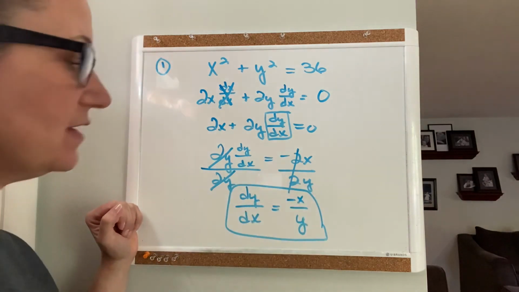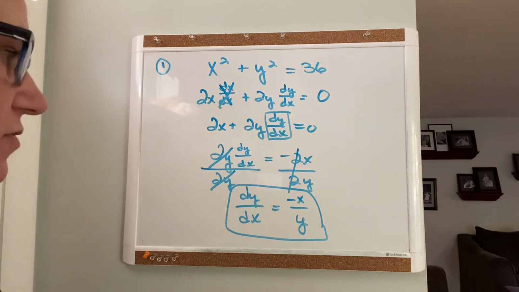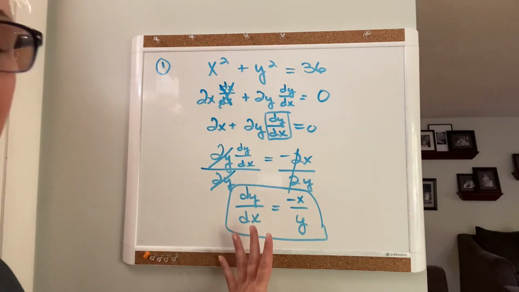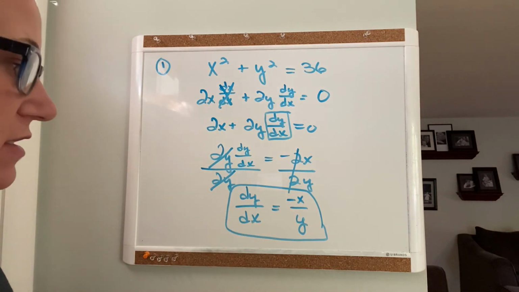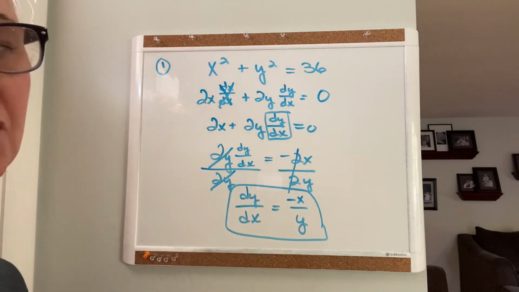So there's your derivative using implicit differentiation. We're not going farther yet. For now, this week, all you're going to do is practice getting the first derivative.